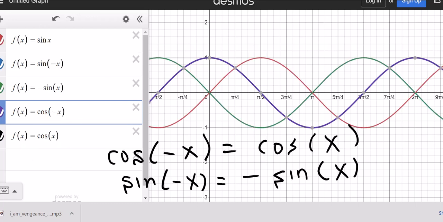So here are the big takeaways. Because cosine is an even function, any negative inside the parentheses can just be completely ignored, gone. Because sine is an odd function, any negative inside the parentheses can also be moved, however, is not disappeared. It actually goes in front and affects the inverted amplitude of the sine function. Keep them straight. Cosine disappears, sine, it reappears elsewhere.